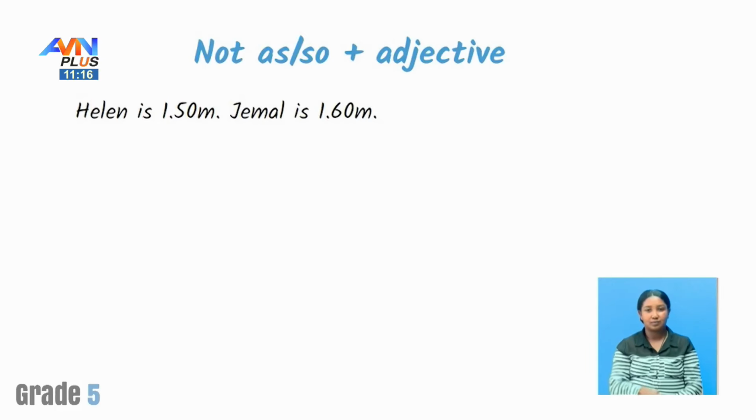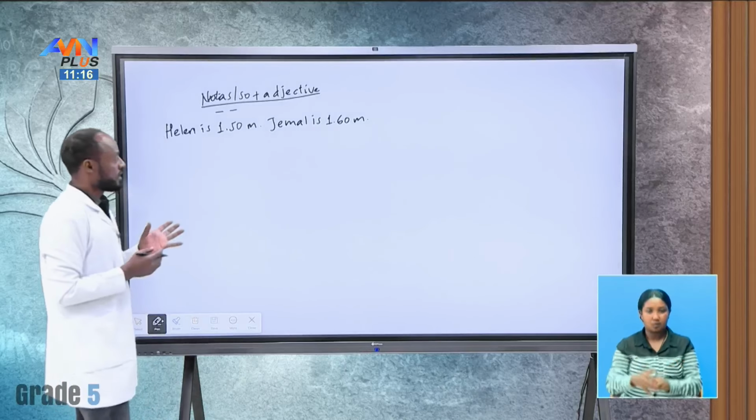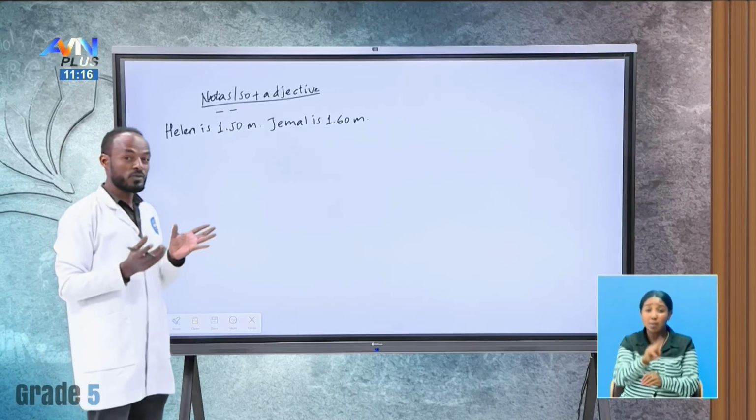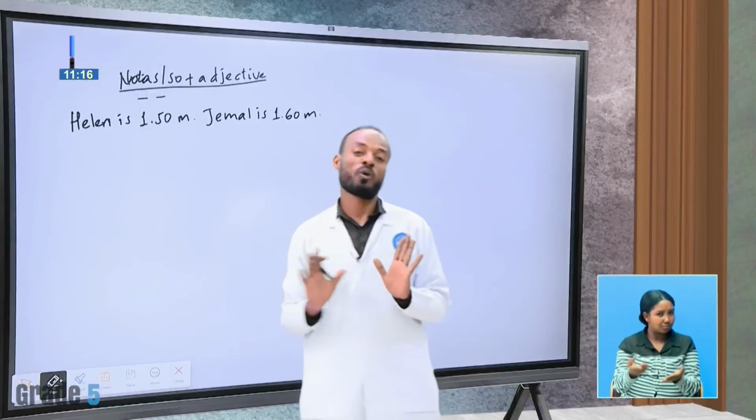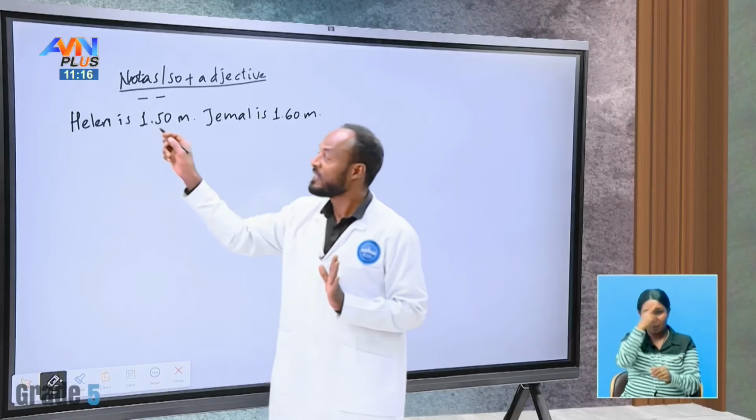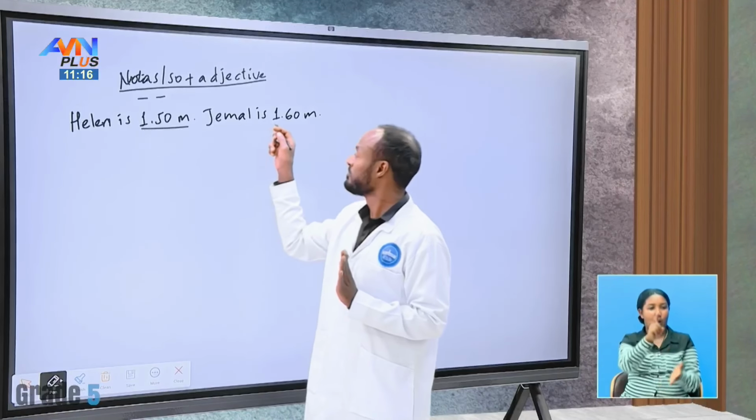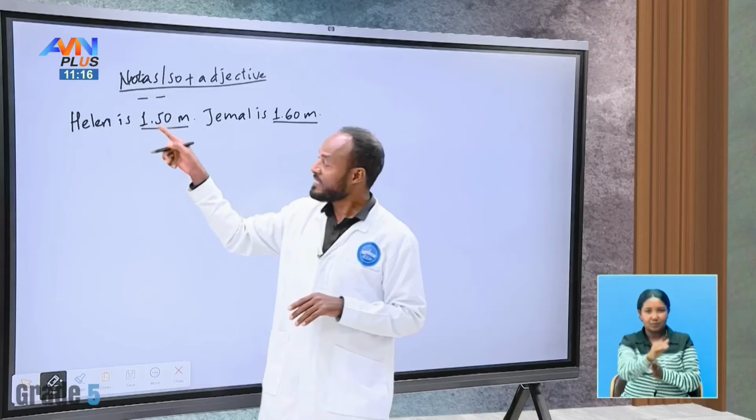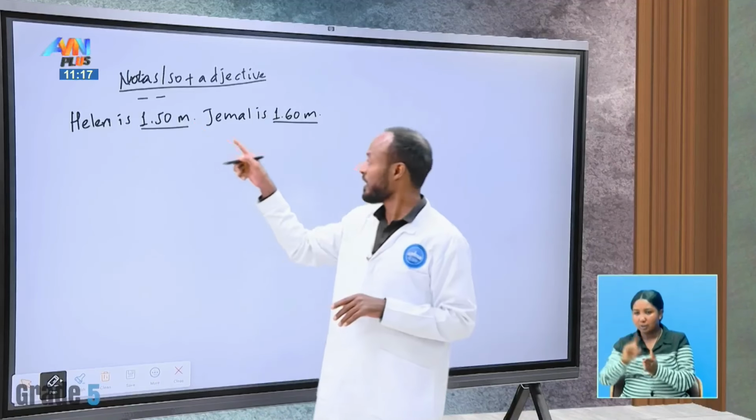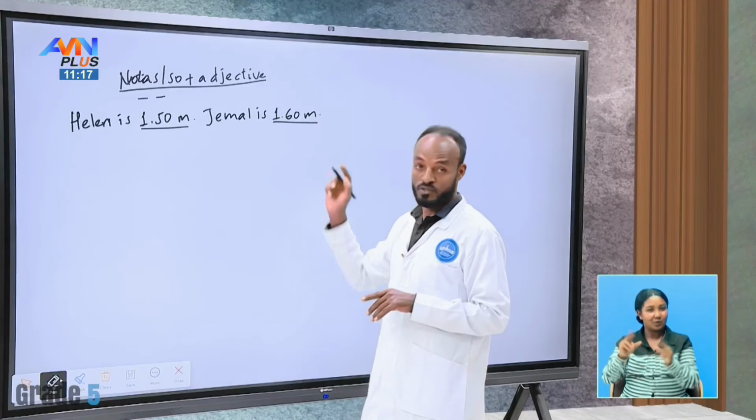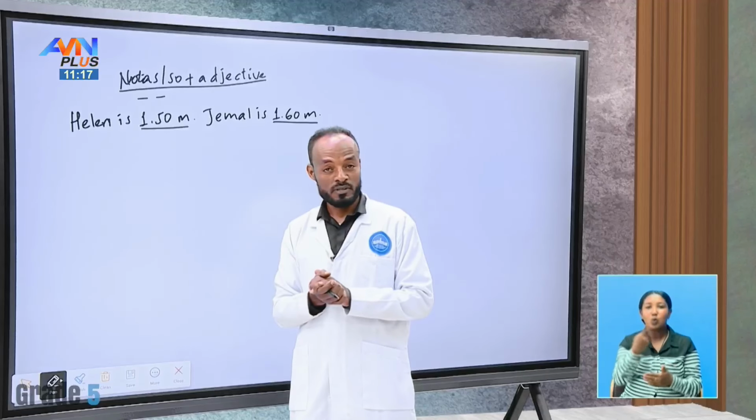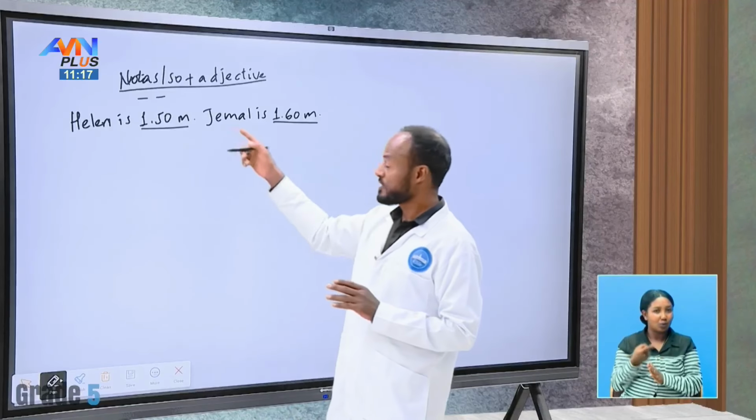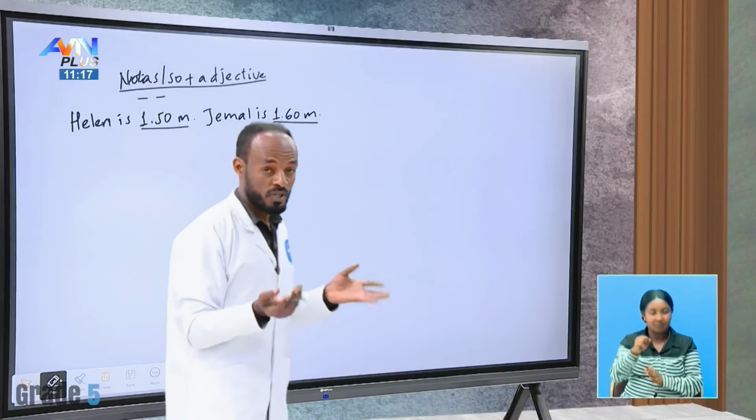Jamal is 1.60 meter. Students, are they the same? Do they have the same quality? They don't have the same quality, because here their height is not the same. Helen is 1.50 meter and Jamal is 1.60 meter. So, who is taller? Jamal, yeah? So, come on here.